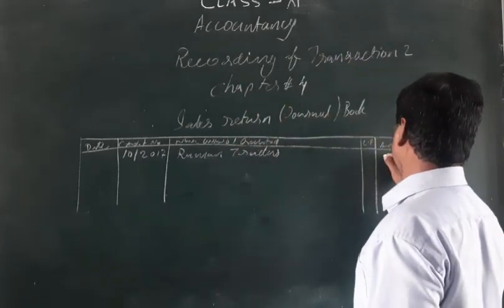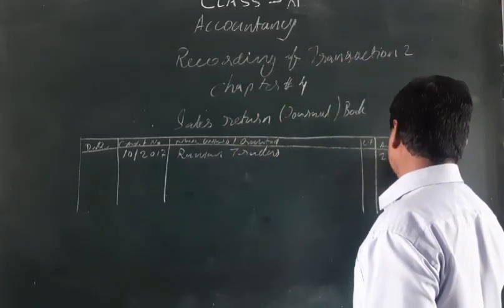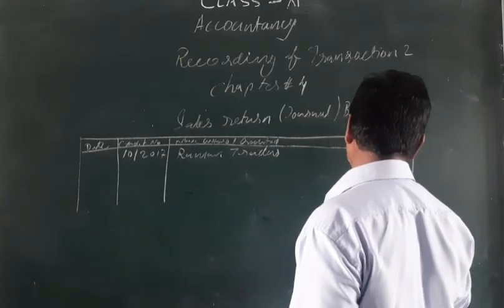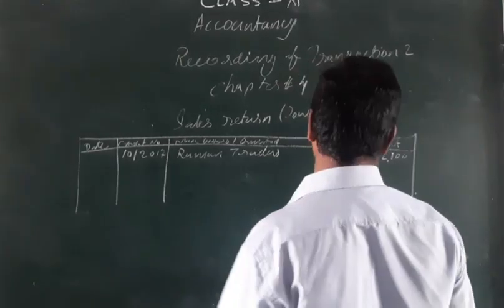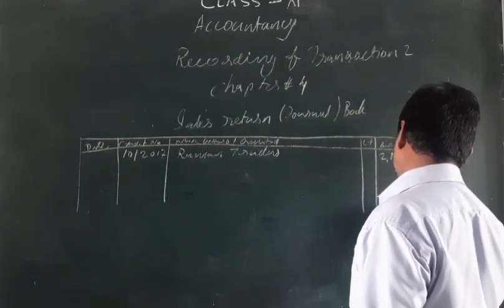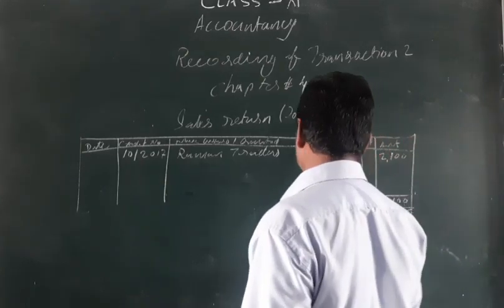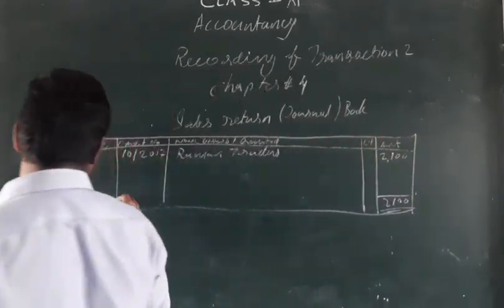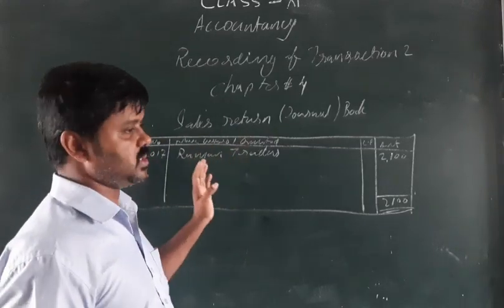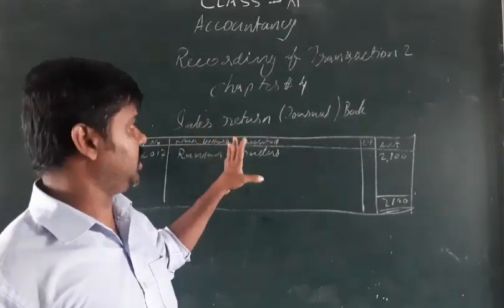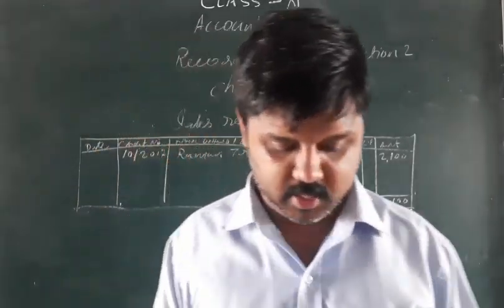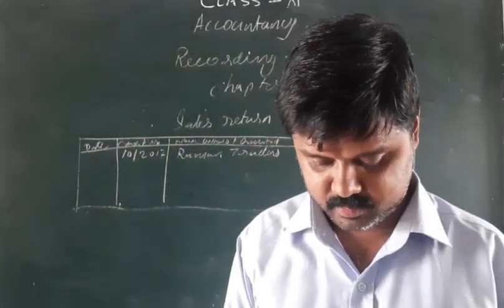The amount is 2,100. There is no other transaction. At the end of the month we mention that 2,100. Just like this, however many sales returns there are, you understand that only goods we sold are returned. That will be recorded here in this way.